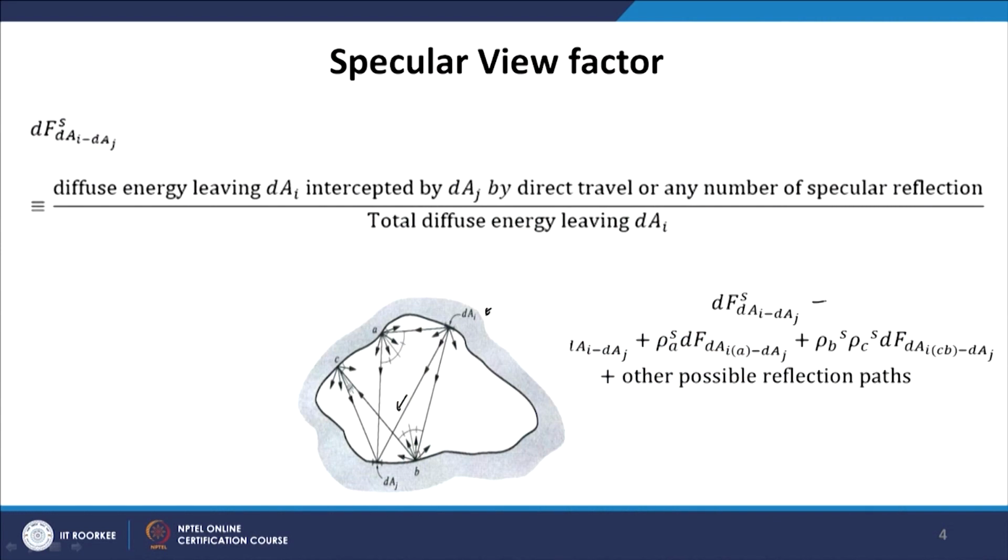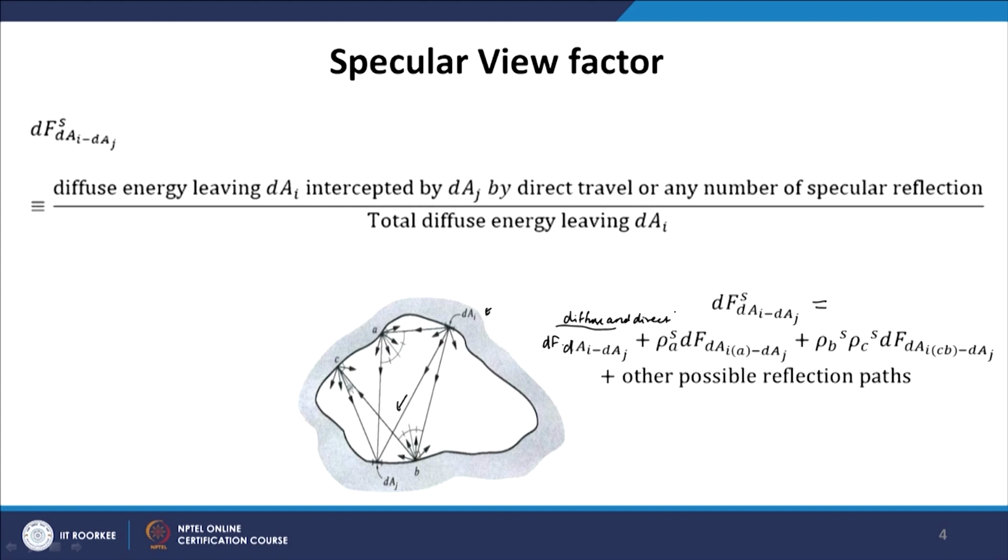So, we can write down a small element specular view factor dF superscript s for specular, dAi to dAj, as equal to the direct view factor dF dAi dAj. This is the direct and diffuse view factor between dAi and dAj.